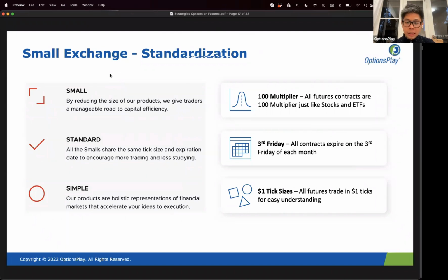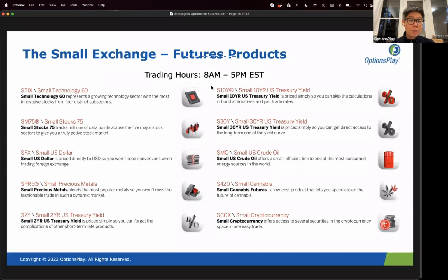So an easier transition, I think, coming from an equity stock or ETF investor to trading options on futures and taking advantage of the margin advantages that you have here when you're trading options on futures. They have it across multiple assets in terms of interest rates, oil, cannabis, cryptocurrency, precious metals. The yield products, I think, are some of the most innovative products, and equity indices.